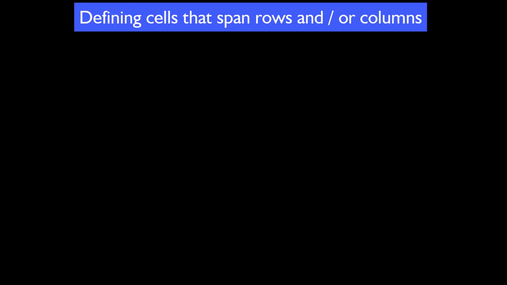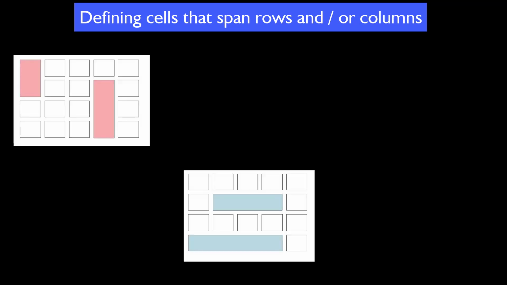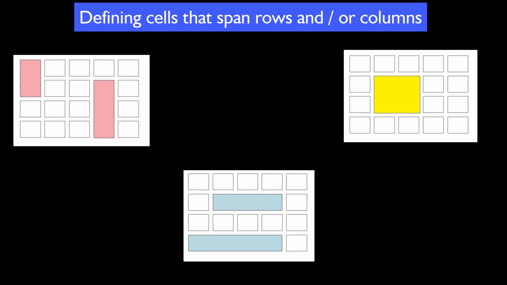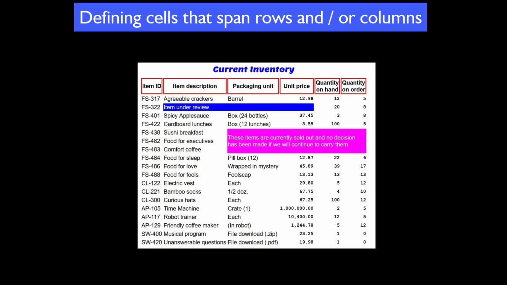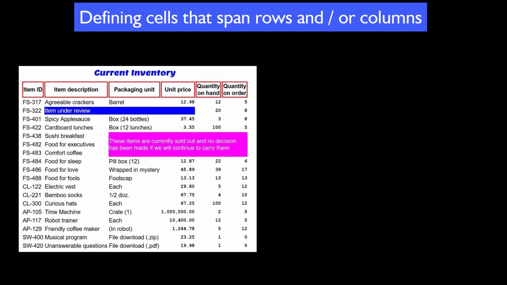Defining cells that span rows and/or columns. Within a table, you may have a need to create cells that cover multiple rows or multiple columns or both, regardless of any column or row grouping. I call them large cells. For example, in this inventory table that we've looked at before, we have 2 large cells. We achieve this effect by defining cells using the col_span and row_span attributes of th and td elements.